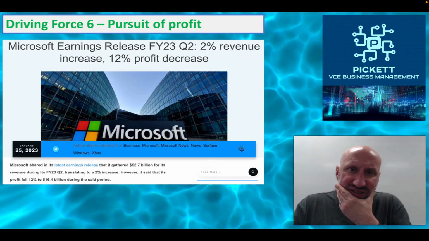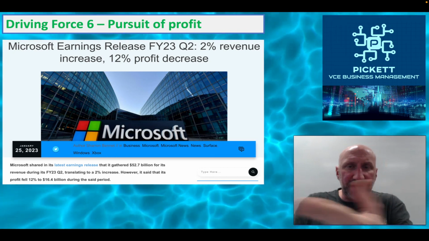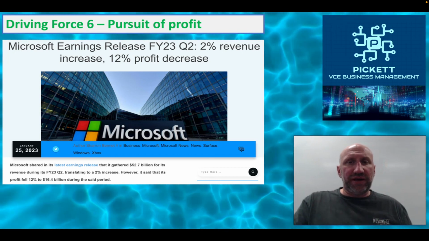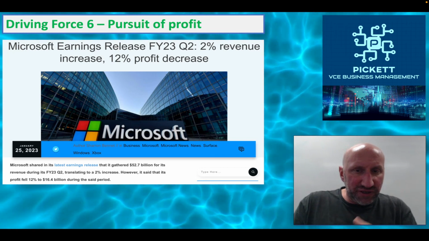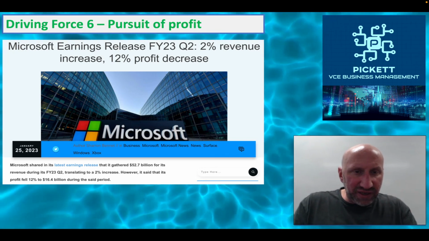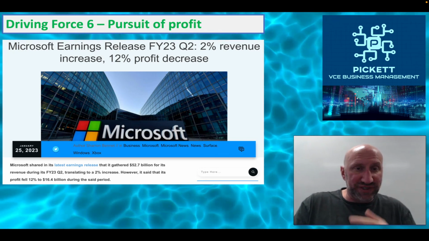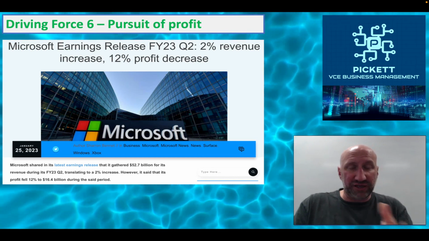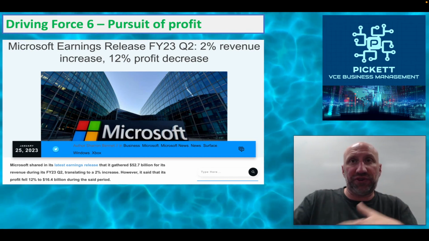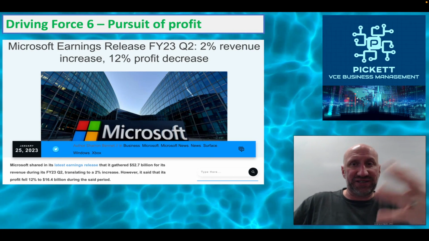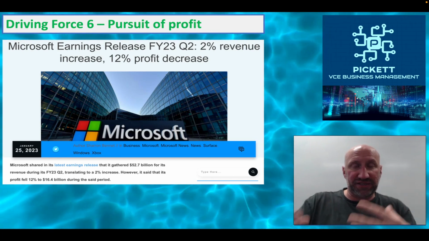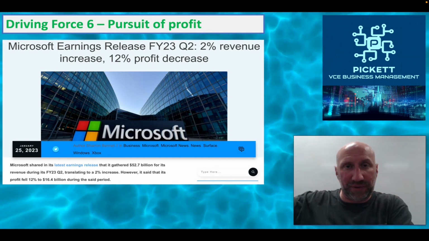Microsoft earnings released, revenue increased. Actually, this is a good one to point out. So, look, Microsoft is announcing its profit fell 12%. That's a 12% profit decrease. That's not a good thing for Microsoft. So that is going to drive them to make some changes to obviously claw that profit back.